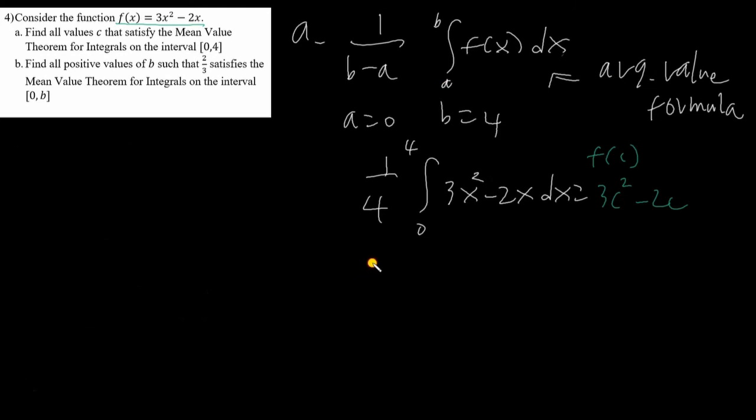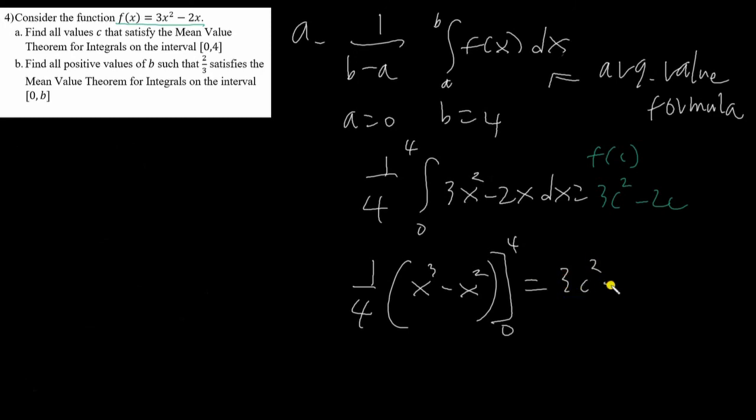So let's do that. I want to integrate this. Thankfully it looks pretty easy to integrate. It's just going to be x cubed minus x squared from 0 to 4, and this is equal to 3c squared minus 2c.